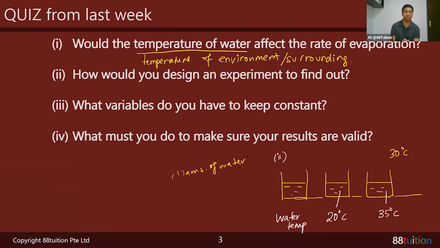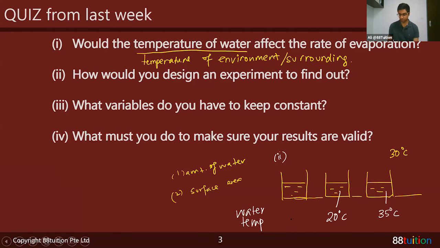The beaker must be the same. The beaker's surface must be the same. The surface area must be the same. Except what must change? Water temperature. Yes, because that's the aim of the experiment, so that we can test whether this water temperature affects it or not.